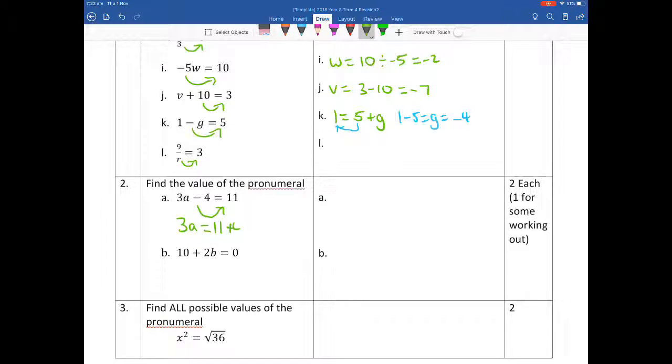11 plus 4 is 15. 3A equals 15. Divide by 3. A is 15 divided by 3, which is 5.